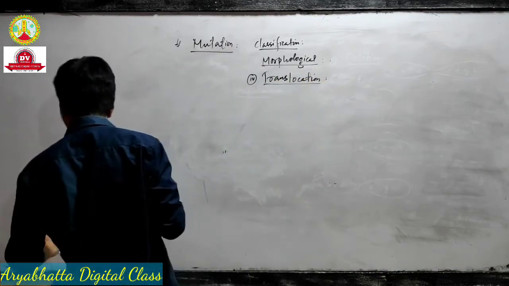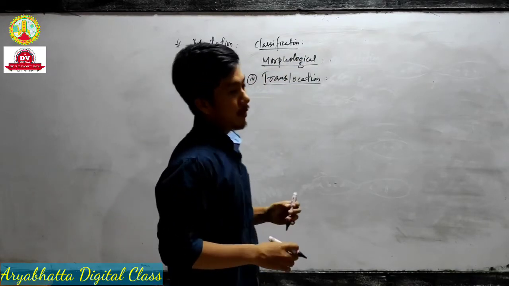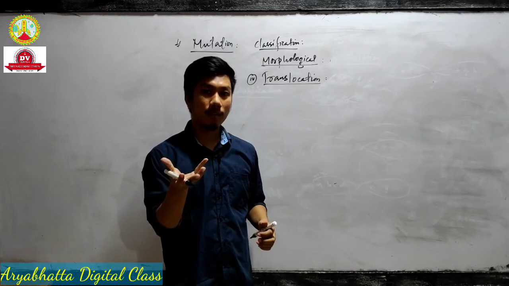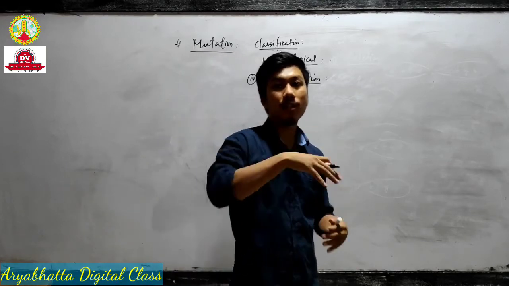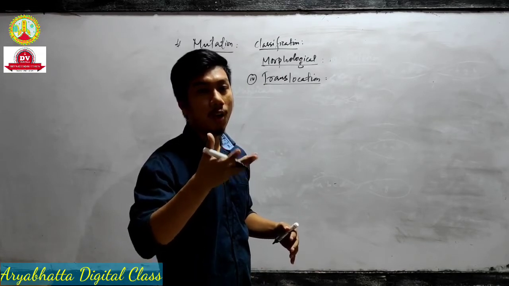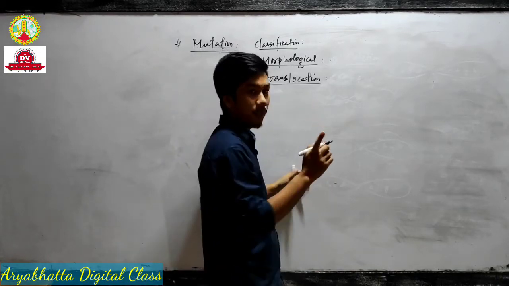Translocation. What happened in case of translocation? In case of translocation, the exchange of gene segments takes place. There is exchange of genes between homologous chromosomes of non-sister chromatids. Now let me write a sentence.